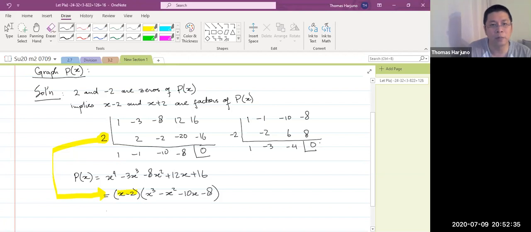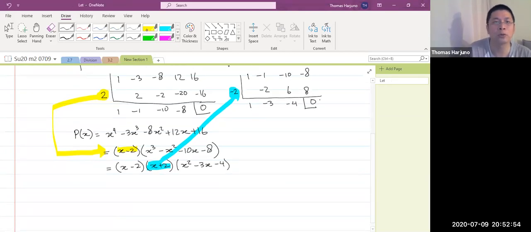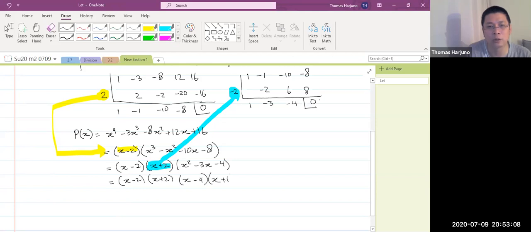And going further, because x minus 2 is a zero, that means x plus 2 is a factor. And then I get x squared minus 3x minus 4. Now, once it is quadratic, we can factor this further. So this is x minus 2, x plus 2, x minus 4, x plus 1. That's what our P(x) is.